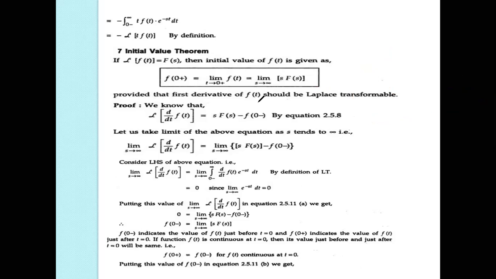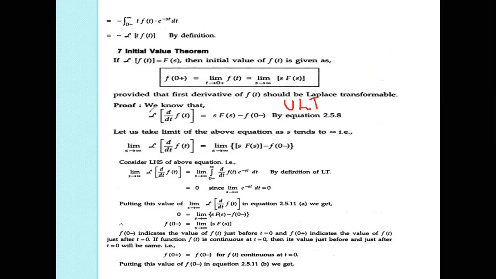Provided that the first derivative of f of t is Laplace transformable, we know that the Laplace transformation of d by dt of f of t is equal to s into F of s minus f of 0 minus, by the definition of the unilateral Laplace transformation, or one of its properties, the differentiation in the time domain.